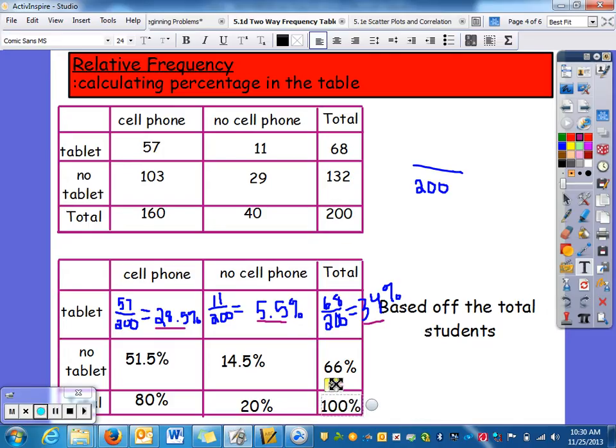Alright. Now it's possible that you're going to see these as decimals, as a relative frequency, which is perfectly okay. So like in this cell, instead of having 51.5%, you would have 0.515. Alright, this one would be 0.8. So you may see them as decimals and you may see them as percents, just so you are aware.